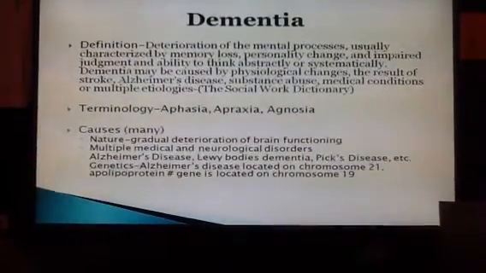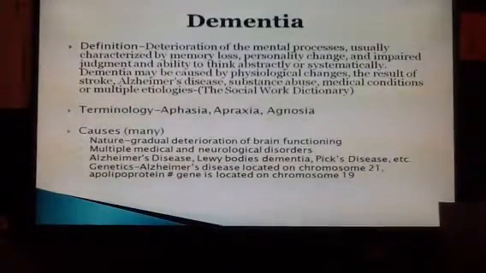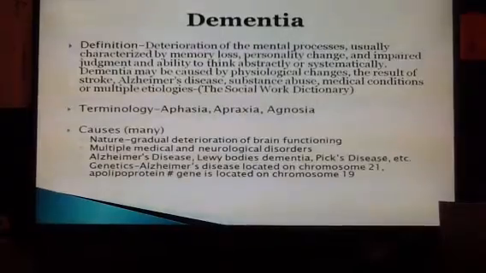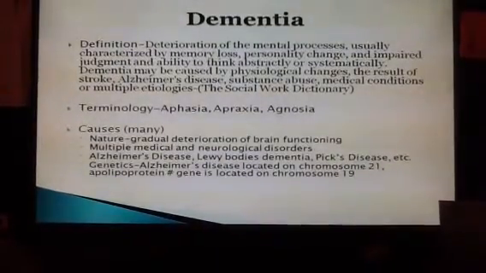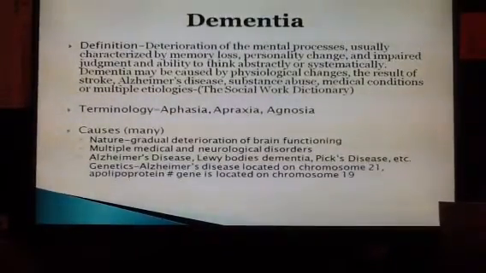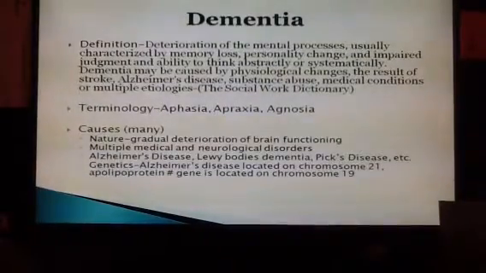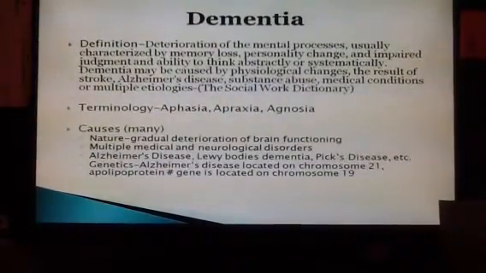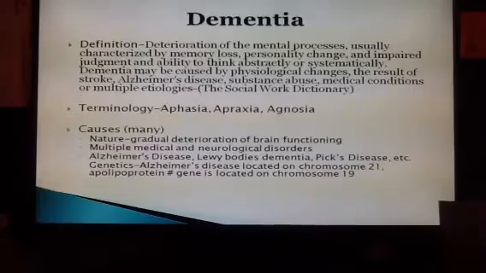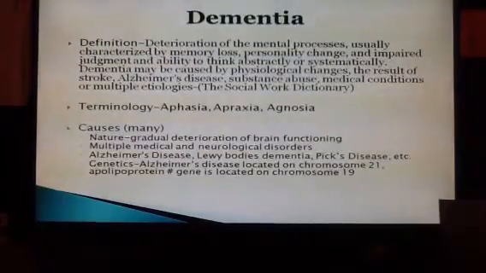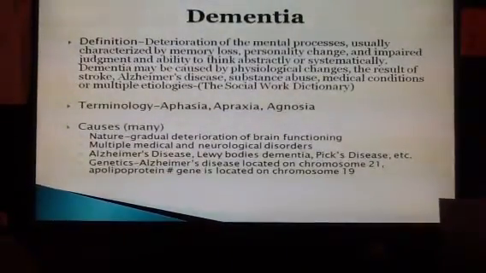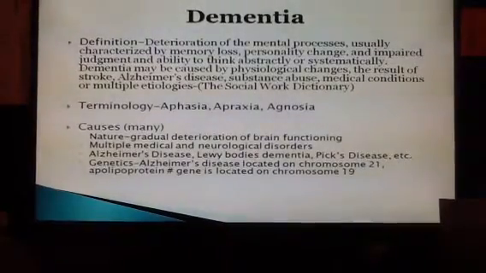Dementia. The definition is a deterioration of the mental processes, usually characterized by memory loss, personality change, and impaired judgment and ability to think abstractly or systematically. Dementia may be caused by physiological changes, the result of stroke, Alzheimer's disease, substance abuse, medical conditions, or multiple etiologies. Definition from the Social Work Dictionary.